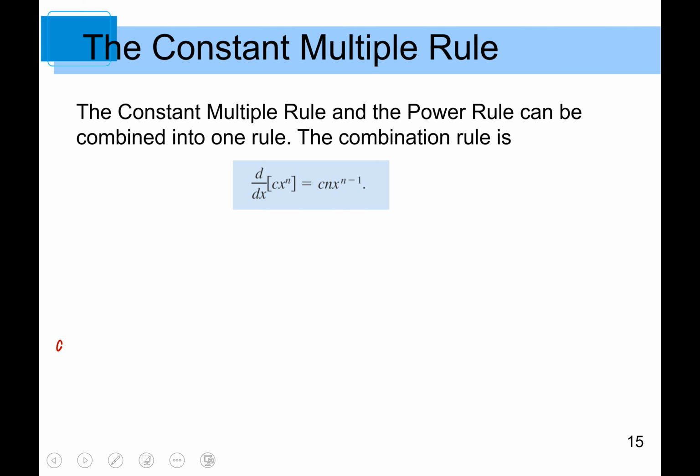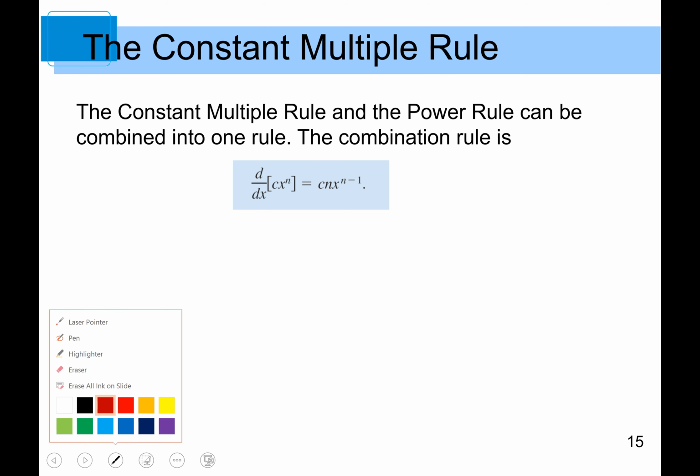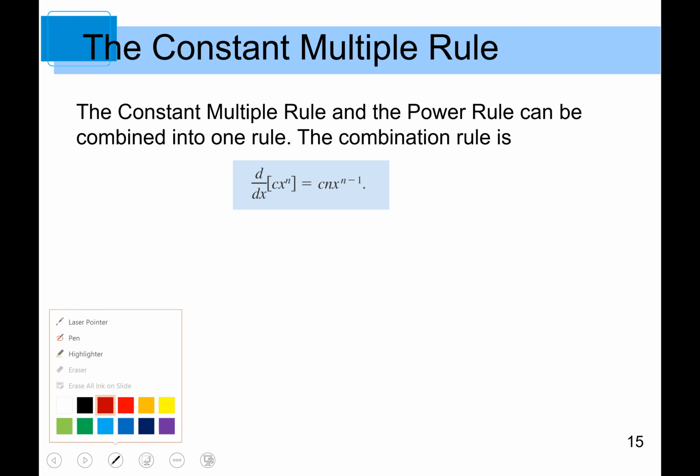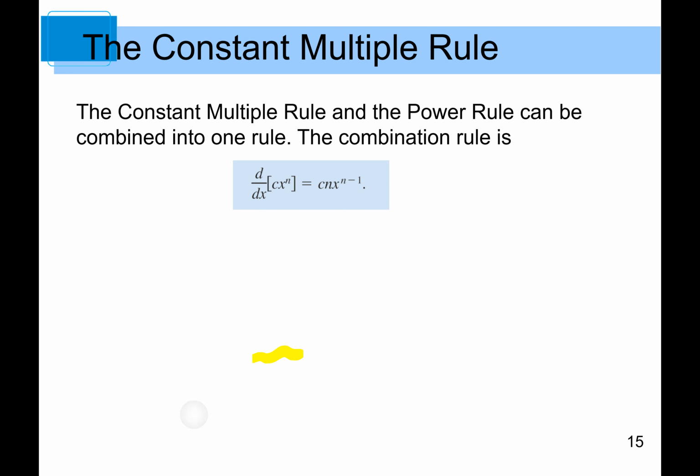So the constant multiple rule and the power rule could be combined into one rule. So derivative of a constant times x to the exponent n eventually becomes c times n times x to the n minus 1. Okay.